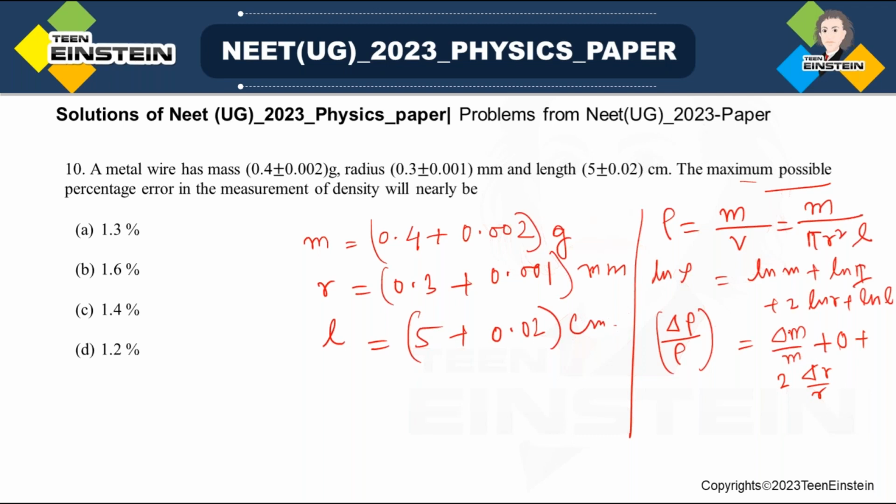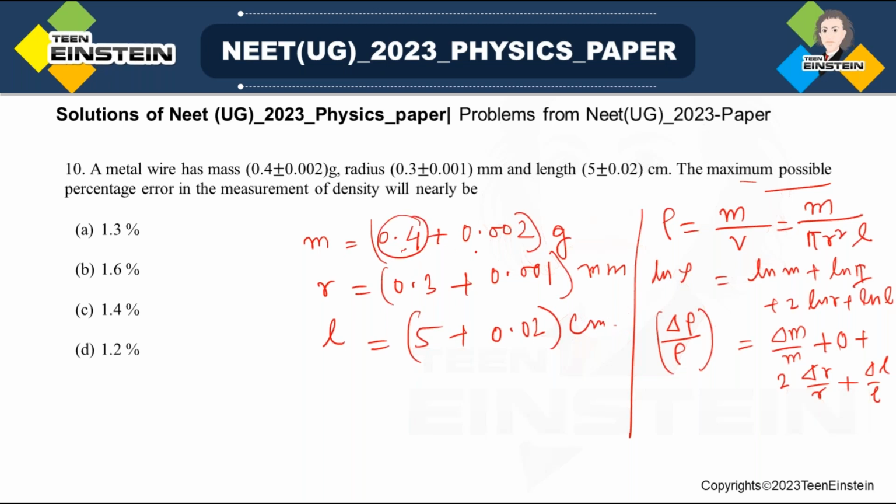What are these delta r, delta m, and delta rho? These are the errors in the measurement. In the measurement of mass, there will be some error, that is delta m. In the measurement of radius, there will be some error, that is delta r. And see, this will be delta L by L. Now look, these values are given here.